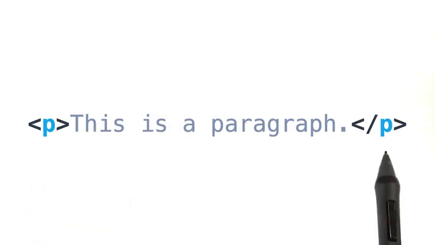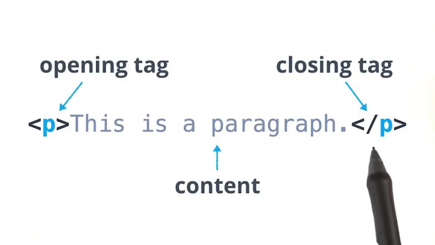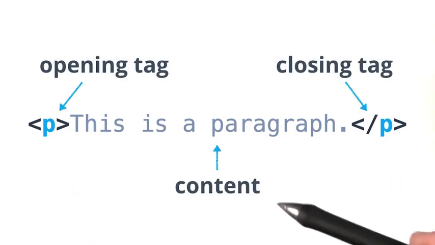Notice that this whole element has two tags here, and these tags are slightly different. There's an opening tag, and there is a closing tag, and notice the closing tag has this slash in it. Between the opening and the closing tag comes the content. This content is generally what people will see inside the browser.